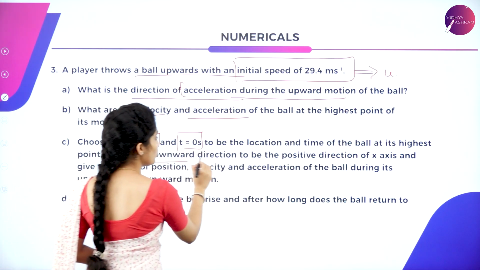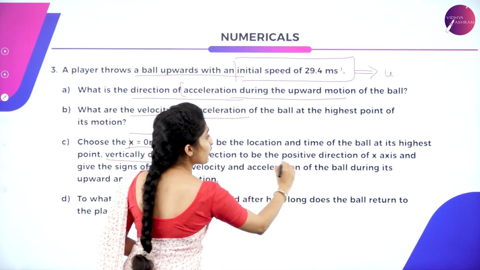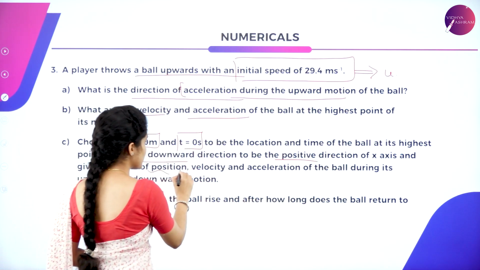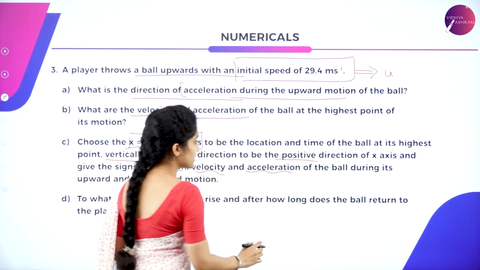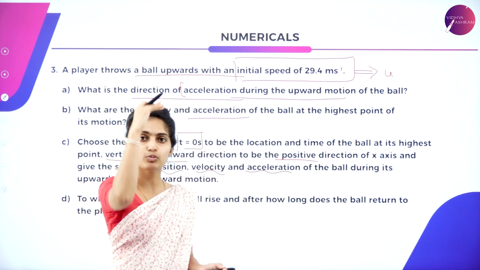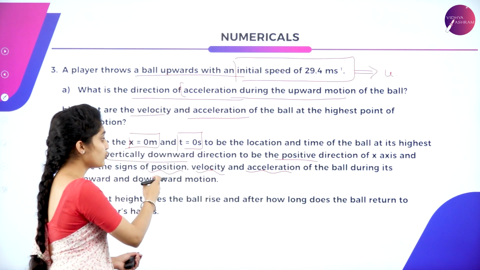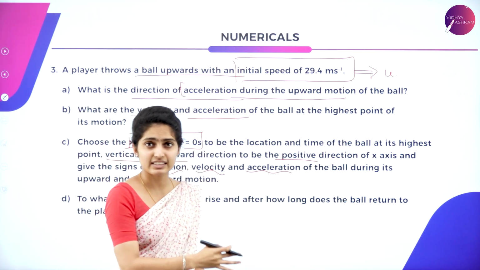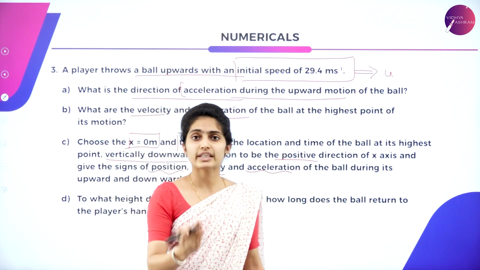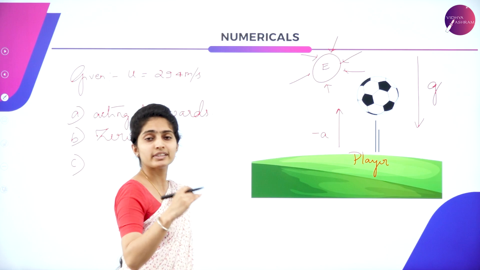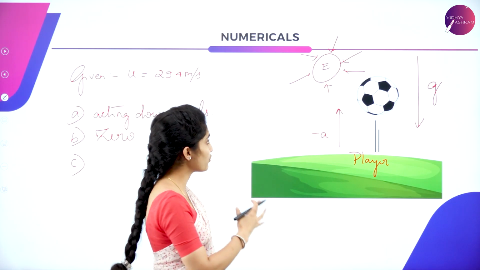So vertically downwards, the direction is taken to be the positive direction of the x-axis, and we have to give the signs of the position, velocity and acceleration of the ball during its upward motion as well as its downward motion. So during upward motion, what is the velocity and acceleration of the ball?